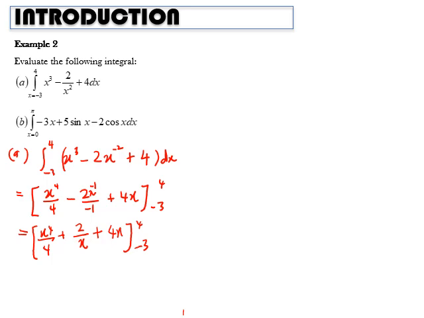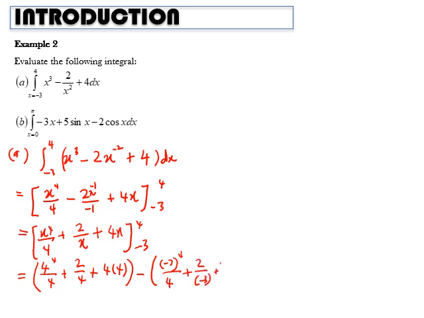So now we just need to substitute the limit. Remember, the rule is the upper limit minus the lower limit. So we substitute here. 4 power 4. Substitute 4 to each x. 4 power 4 over 4 plus 2 over 4 plus 4 times 4, minus negative 3 power 4 over 4 plus 2 over negative 3 plus 4 times negative 3. Okay, and then just use your calculator to get the answer.